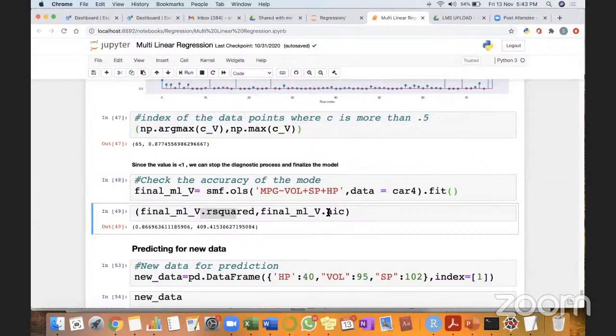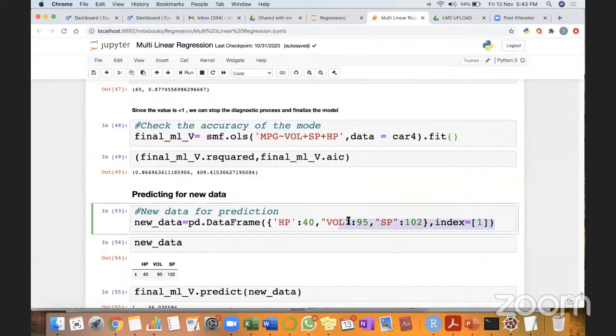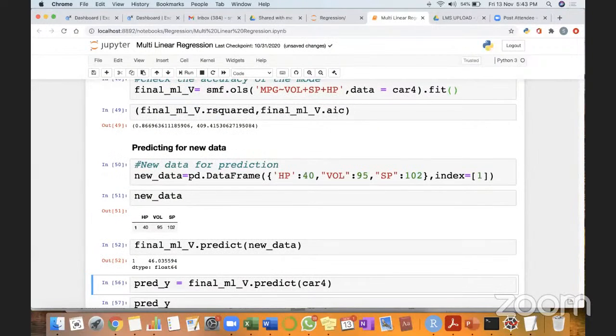This is the final model we would settle on. Then using this model, we are going to predict for new data. You can think of these as the new values for a car. Yesterday we have seen the car value, right? We have given a few values to the website, and you can think of these as the values we are giving. 102 is top speed, volume is 95, and HP is 40. These are the values we are giving to the model. Let us see for this car, how much is MPG? MPG is 46, miles per gallon, for a car with these characteristics.